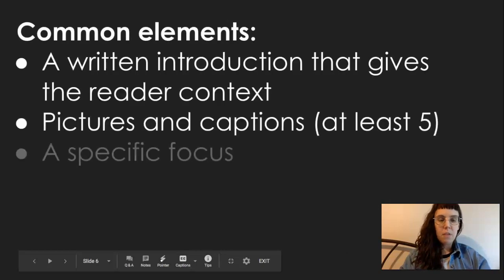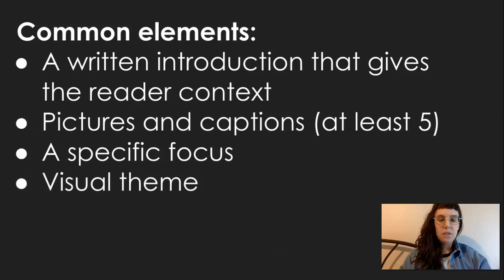So common elements, these are the same as what was on the assignment sheet. It might be useful to take a picture of this or return to this part of the video or look at the assignment sheet so that you know that you have everything. But a photo essay has a written introduction that gives the reader context, pictures and captions, at least 5, a specific focus, and a visual theme.